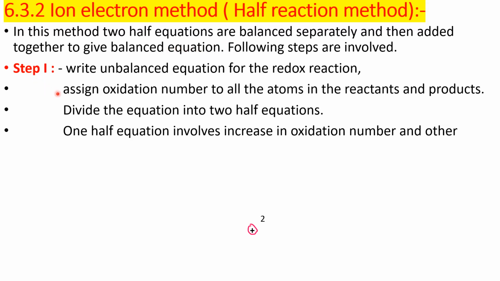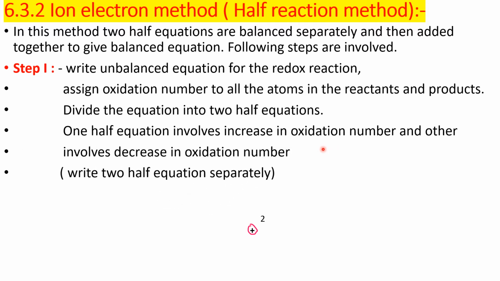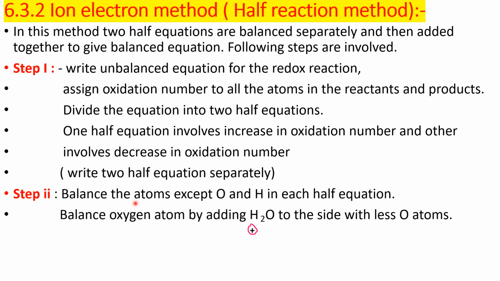First step: write down the unbalanced equation for the redox reaction. Then assign the oxidation numbers to all atoms on the reactant and product sides. Then divide this equation separately into two half equations. After separation, one half equation involves the increasing oxidation number and the other involves the decreasing oxidation number. You write these two equations separately.